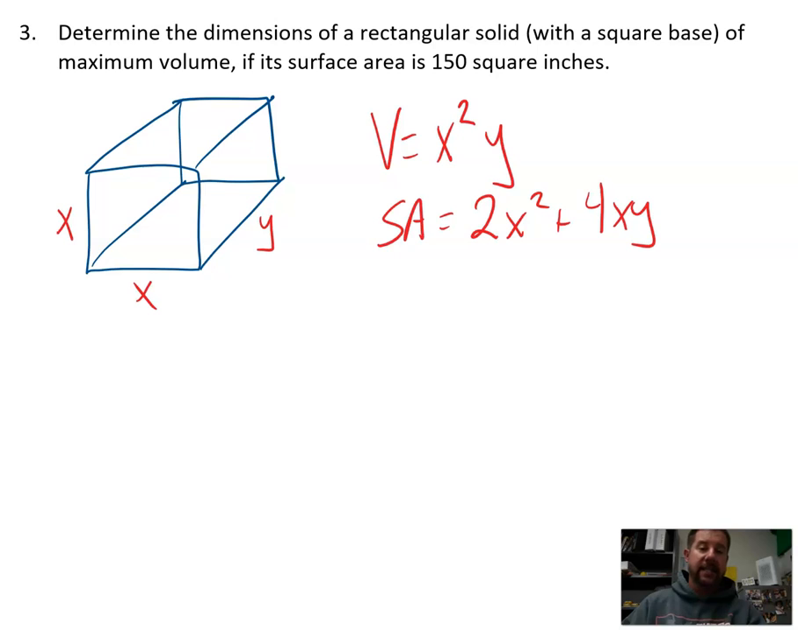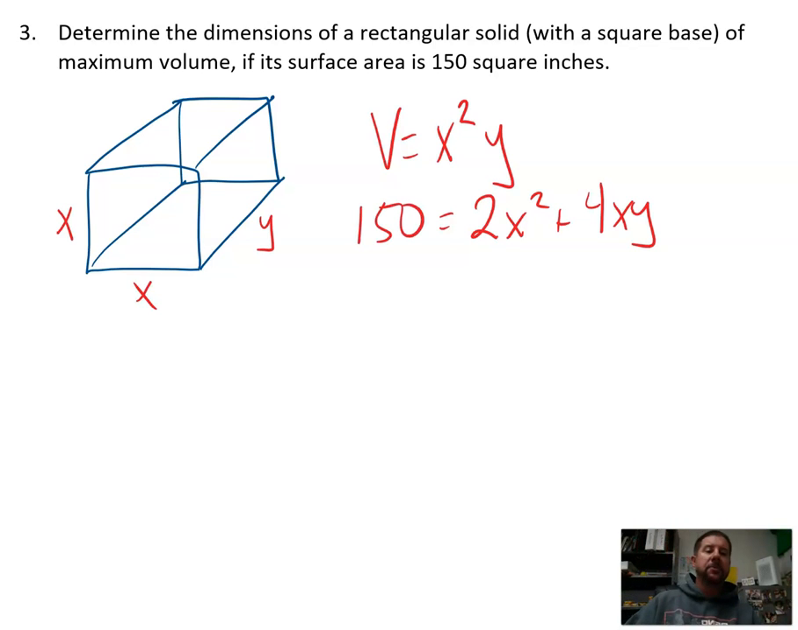So 2x squared for the top and the bottom, and then 4 of the sides right here. And that is my surface area. And now, again, that was our constraint. And so instead of writing surface area, I want that to equal 150.